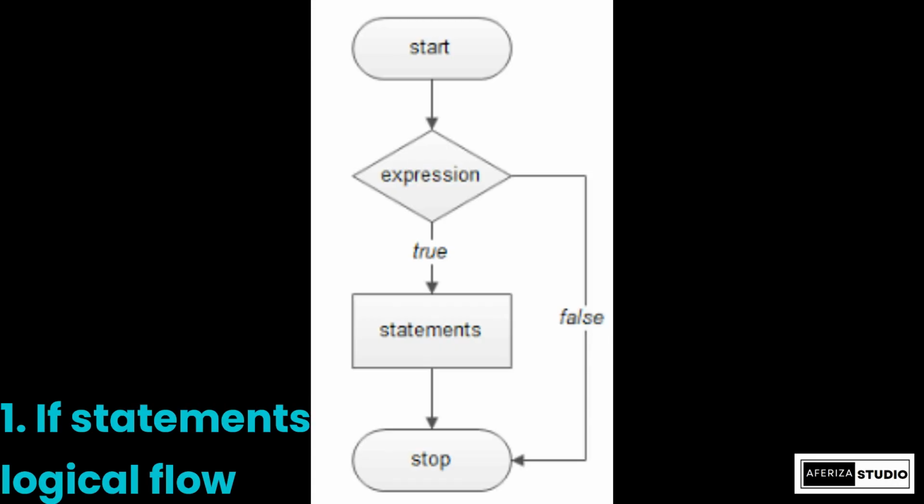Number 1, if statements. In Python, we use the if statement to execute a certain block of code only if a certain condition is satisfied. In the logical flow, after start it will go to the expression. If the condition is true, next is to run the statement. Else, if it is false, the flow will go to the stop.